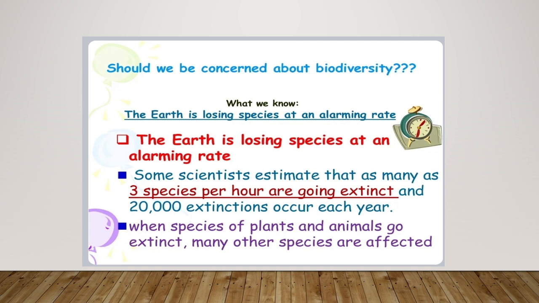Some scientists estimate that as many as 3 species per hour are going extinct, and 20,000 extinctions occur each year. When species of plants and animals go extinct, many other species are affected also.